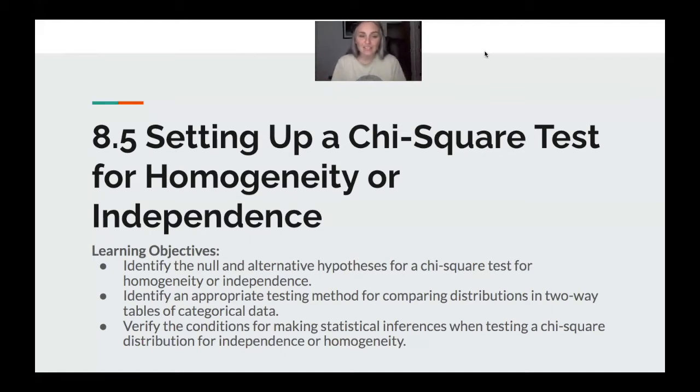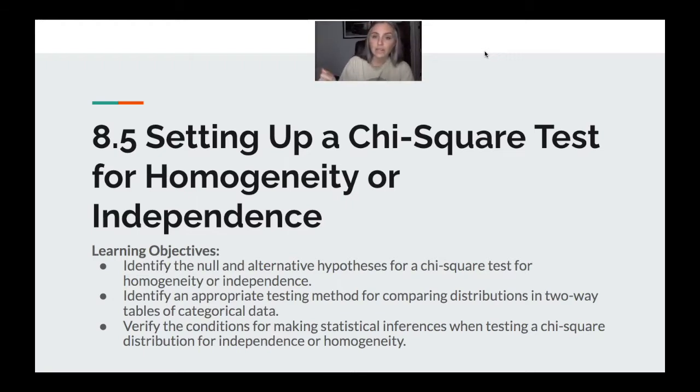To 8.5, setting up a chi-square test for homogeneity or independence. So we've talked about chi-square test for goodness of fit. Now we're going to talk about homogeneity and independence. The nice thing is even though these are two different tests, the method is exactly the same. So you're going to use the same method. It's just, what's the null hypothesis look like? What are we trying to do when we use this test?